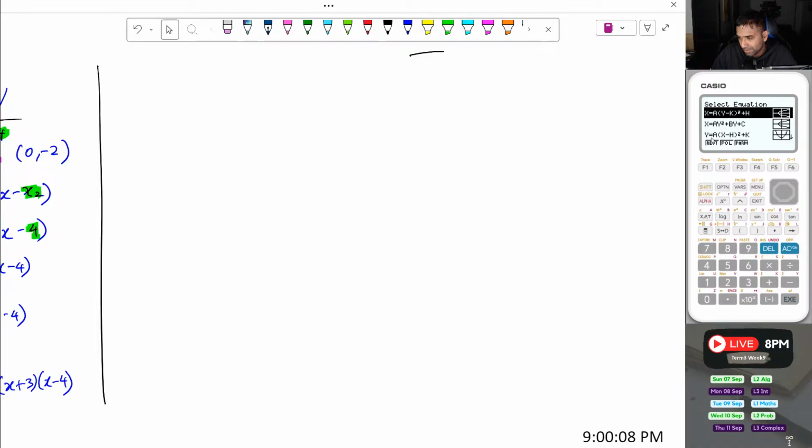Now you've got to remember the parabola equations. They do give the measurement stuff, but not the parabola equations.